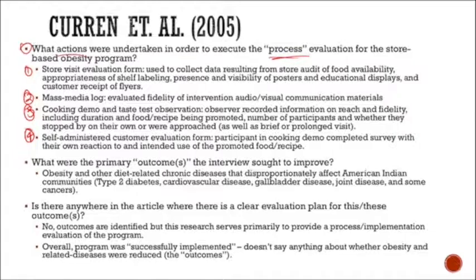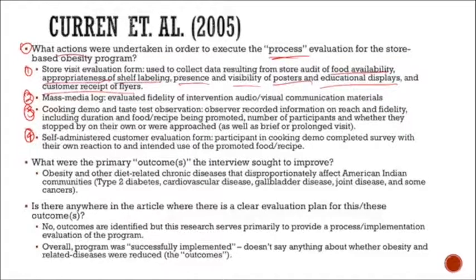Obviously, they created a general and standardized form in advance before they started doing the evaluations. And a member of the research team entered the store and then began collecting information that was available about these different factors, right? The food availability and the appropriateness of the shelf labeling, the presence and the visibility of the posters and educational displays that should have been available, as well as whether customers received the flyers when entering the stores that they should have about the new program, the new labeling system, the food demos, and things like that. So this is one piece of information that they utilized in order to execute the implementation evaluation from an observational perspective within each store.